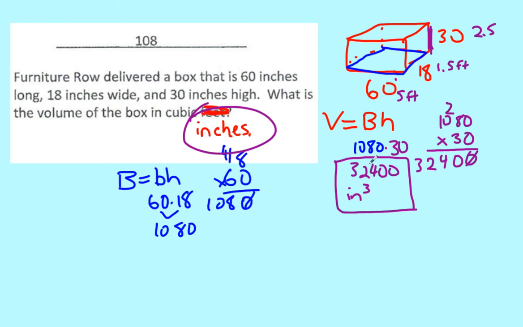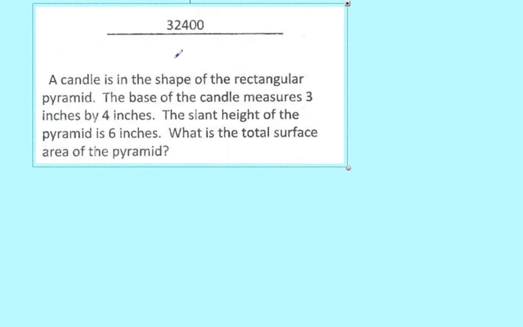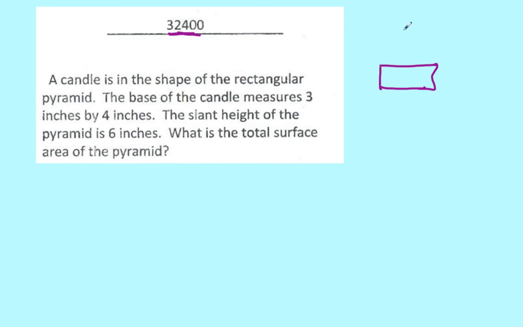Okay, so 32,400, this is our answer. So we look for that on one of the other problems, and oh, look, here it is. So we would go to this question next. Alright, candle in the shape of rectangular pyramid. Alright, we can draw that. So rectangular pyramid, rectangle base, with the pyramid top. Perfect. Sort of. Alright, base of the candle measures 3 by 4, so 3 and 4. Slant height is 6 inches, so the height of any of these triangles along the side is 6.